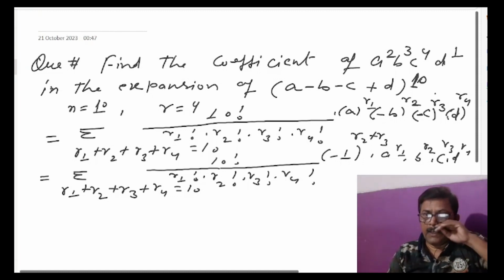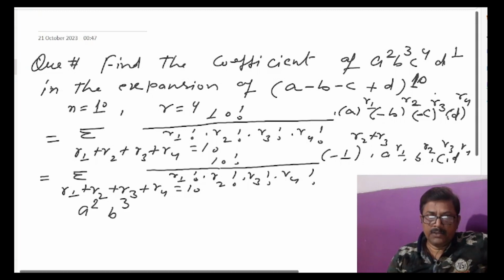Okay. Now see, we have to find the value of r1, r2, r3, r4. Now he's saying in the question, find the coefficient of a square, b cube, c4, d1. Okay. So power of a, what do we want? 2. We want the power of a to be 2. So here the power of a is r1. So r1 should be equal to 2.